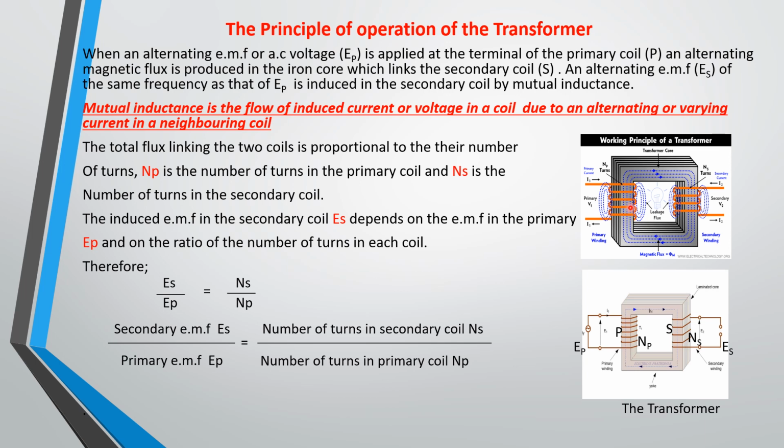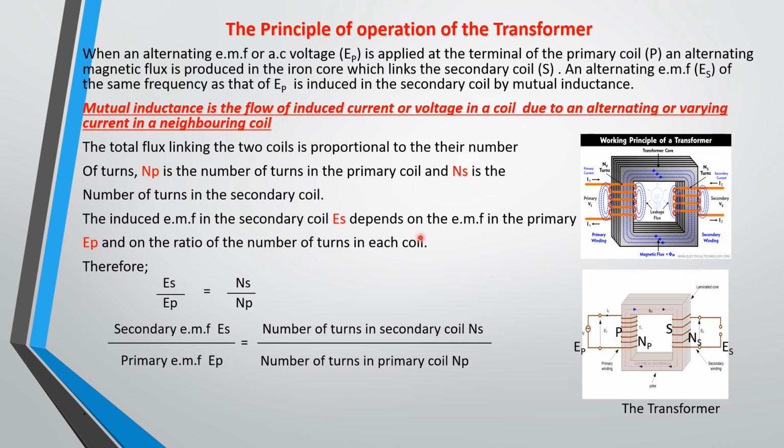What that is telling you is that the more the number of turns, the more the magnetic flux that is linking these two coils. Is that okay? From our drawing, NP is the number of turns in the primary coil, while NS is the number of turns in the secondary coil. The induced EMF in the primary coil is represented by EP, and the induced EMF in the secondary coil is represented by ES.